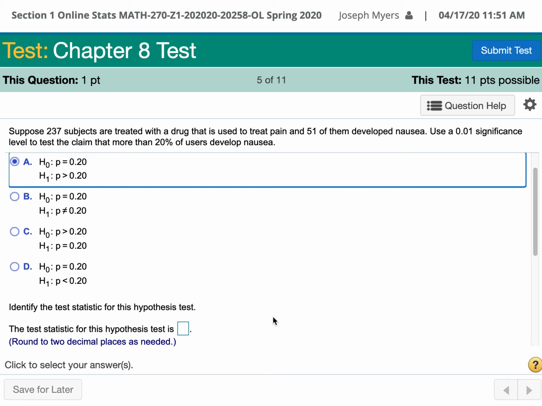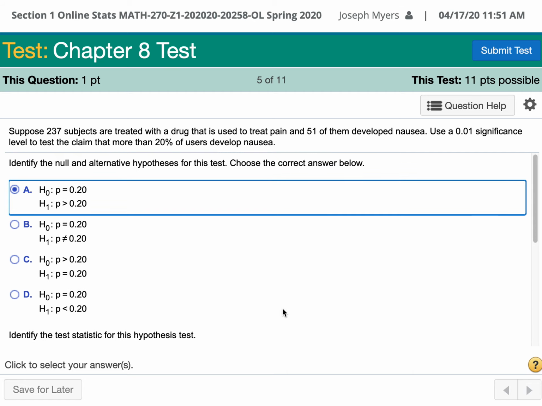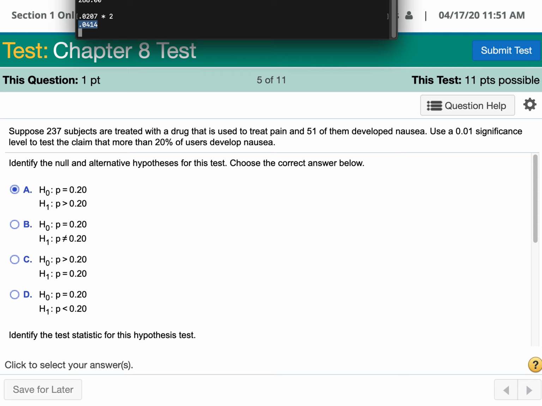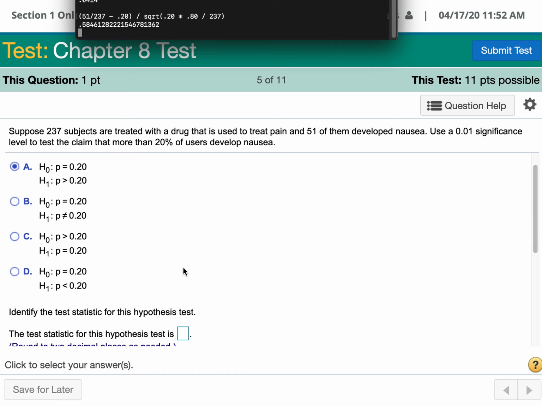And the test statistic for proportion is equal to the sample proportion, which is 51 divided by 237 subjects, minus the null hypothesis or population proportion, which is 0.20, and then all of that is divided by the square root of the population proportion, 0.20, times 1 minus the population proportion, which is 0.80, divided by the sample size, which is 237. So we'll get a test statistic of 0.5846.